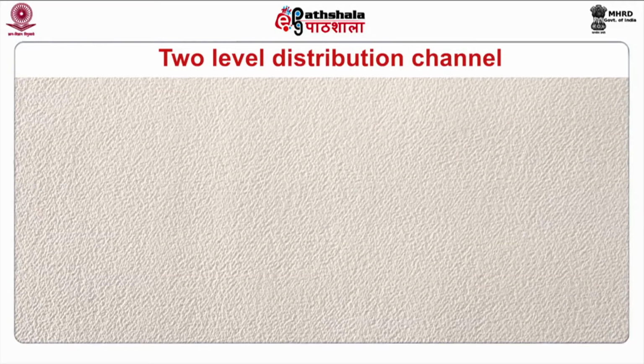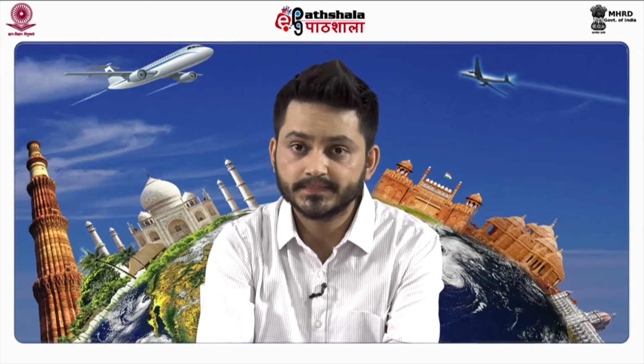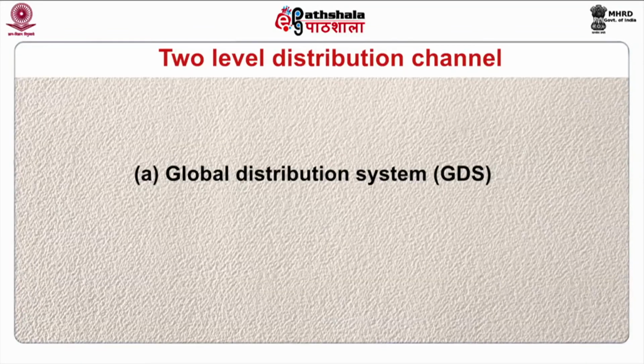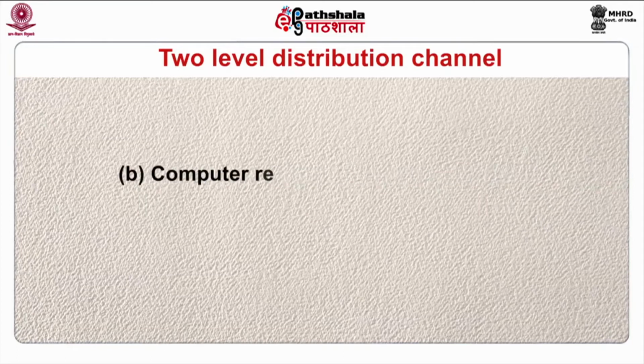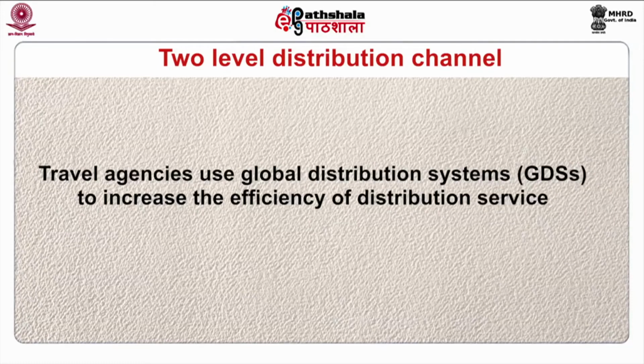2. Two-level distribution channel. A two-level distribution channel uses an intermediary between the tourism supplier and a tourist. This is the most common form for tourism suppliers. In a two-level distribution system, the service supplier and visitor are usually connected through a travel agency. Travel agencies are like departmental stores of the travel industry. This kind of distribution helps improve service delivery through cooperative systems like Global Distribution Systems (GDS) and Computer Reservation Systems (CRS). Travel agencies use Global Distribution Systems (GDSs) to increase the efficiency of distribution service.